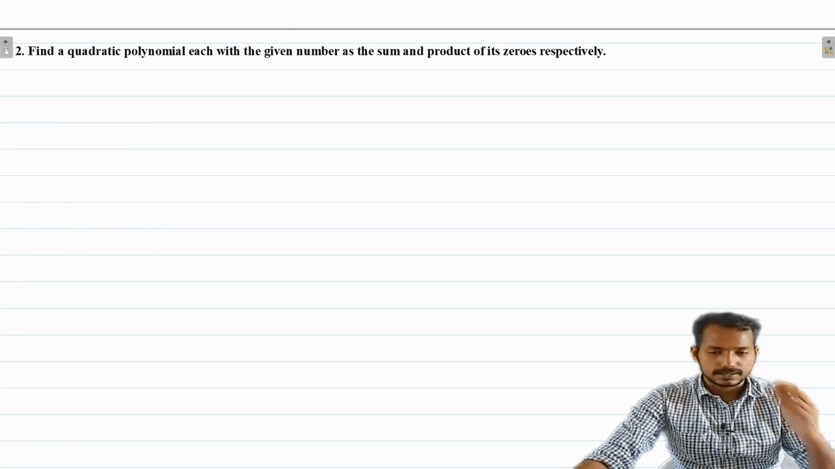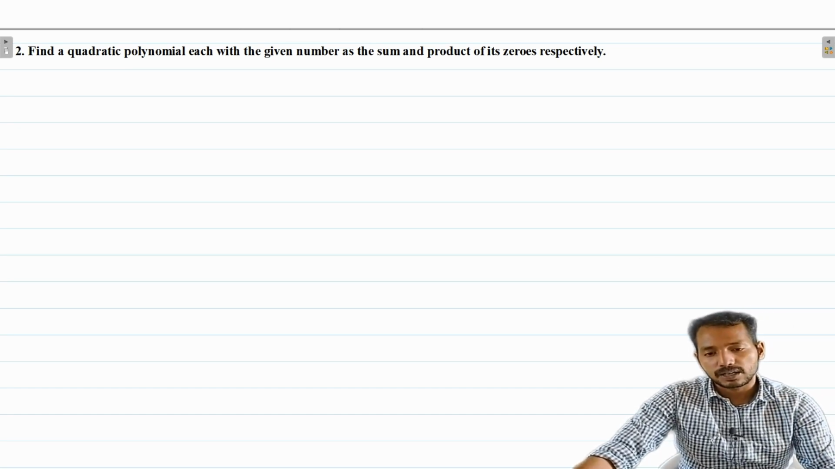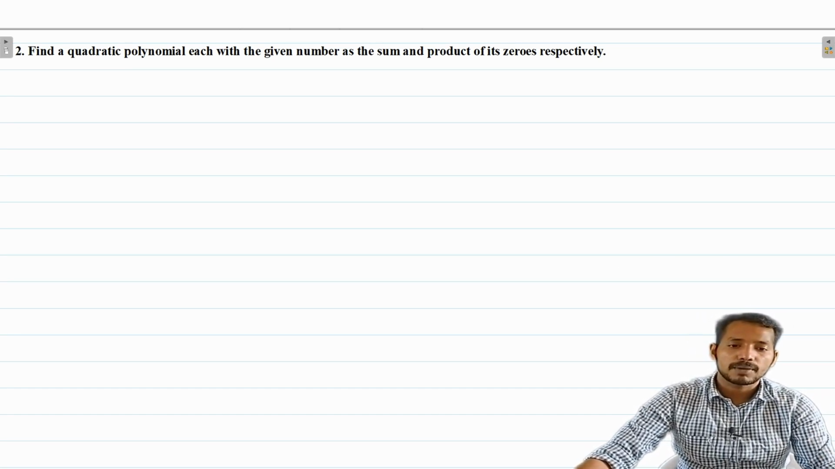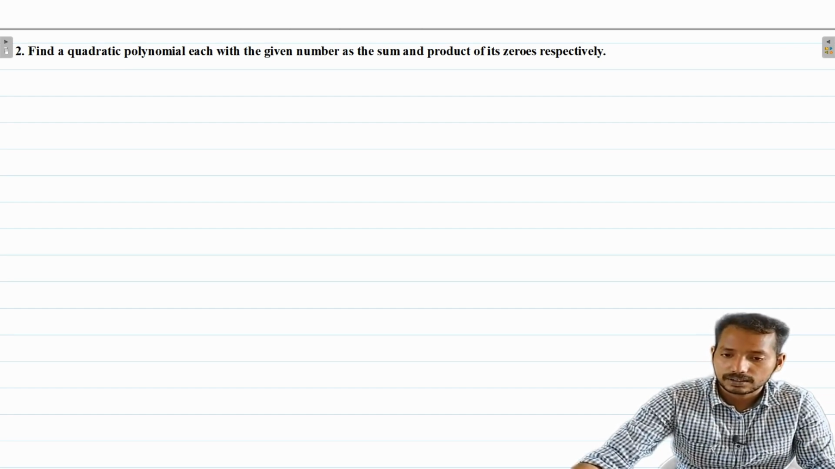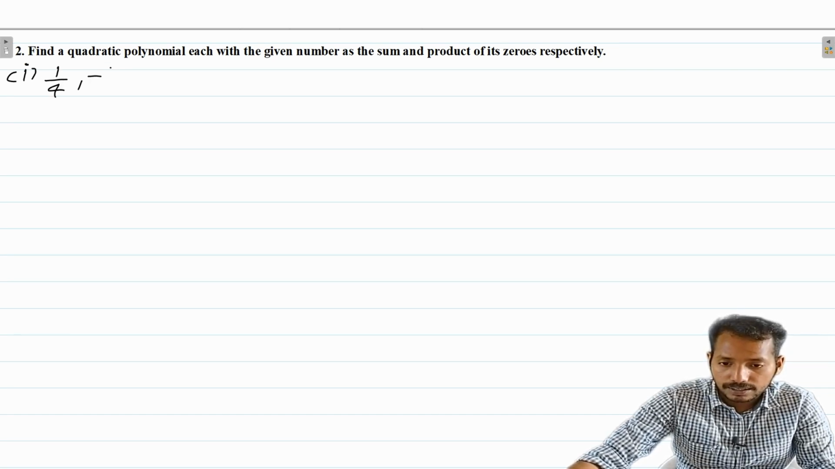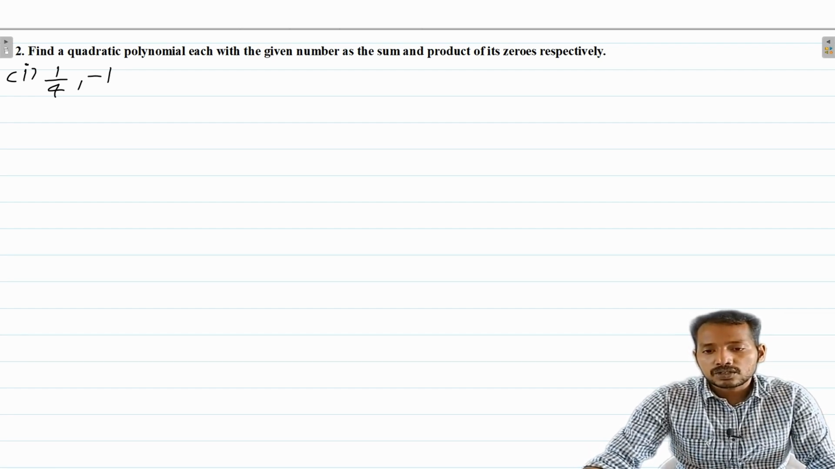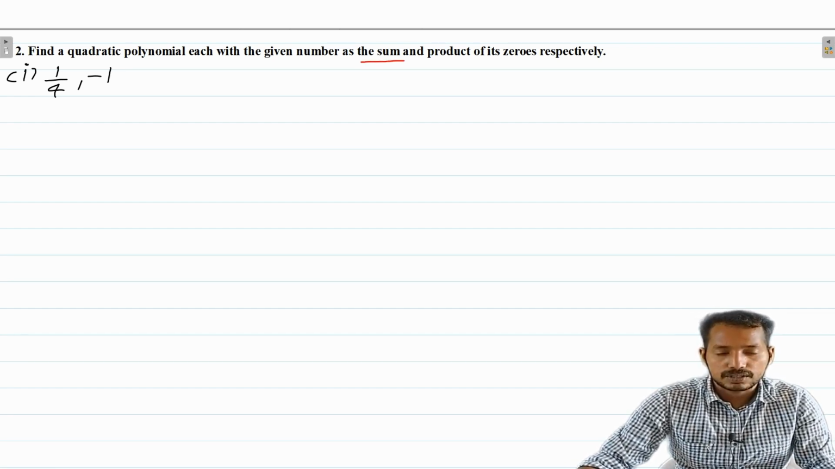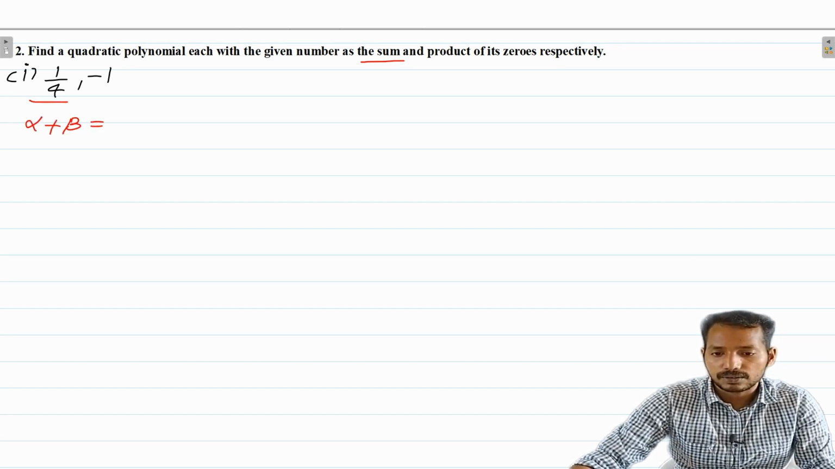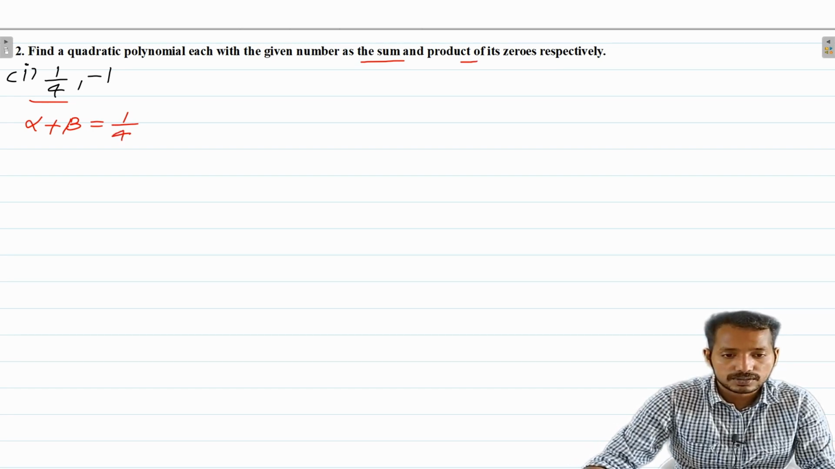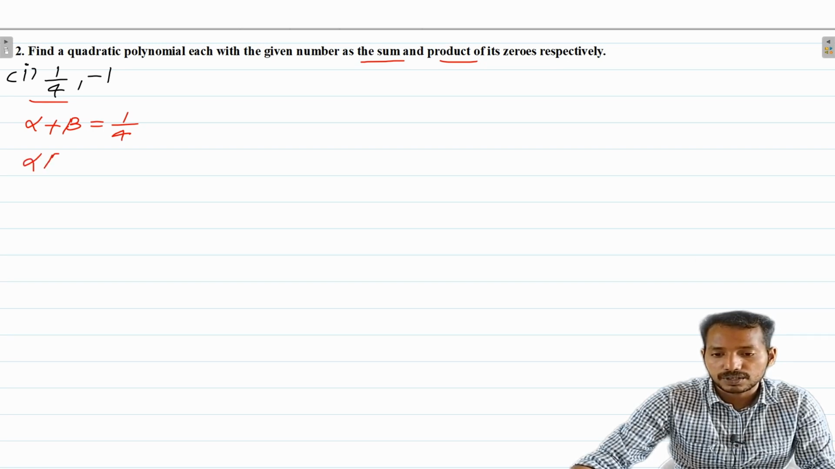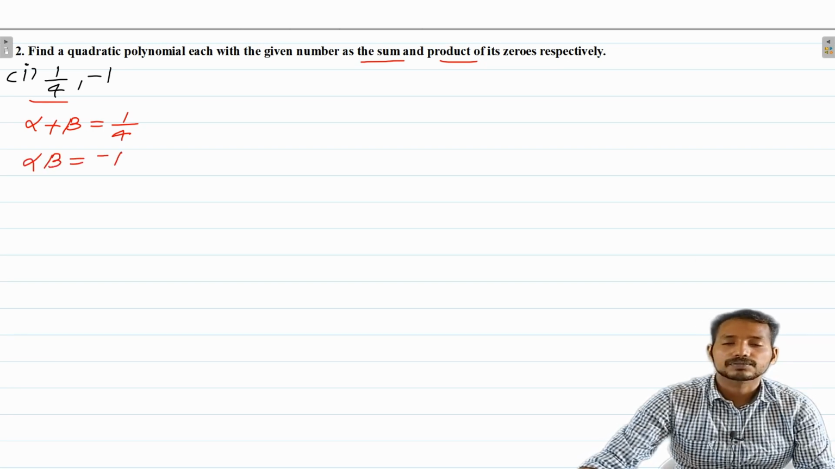The next question we have to discuss is: find a quadratic polynomial each with the given numbers as the sum and the product of zeros respectively. I am taking option number 1, that is 1 by 4 and minus 1. The first number is the sum of the zeros, so alpha plus beta is 1 by 4. And the second number is the product of zeros, that is alpha into beta is equal to minus 1.